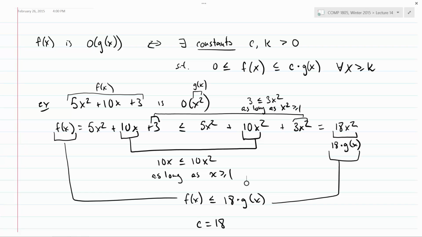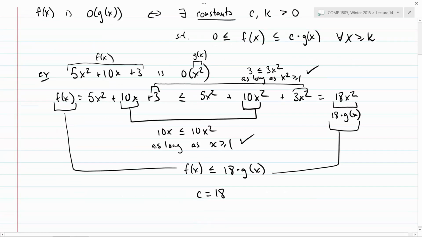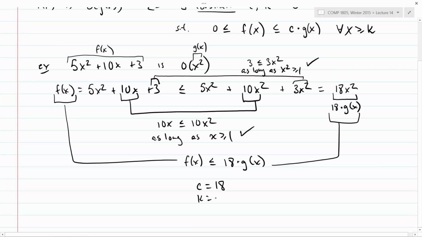So, if I had x is at least 1 here, then x squared is also at least 1. So as long as x is at least 1, this works and that works. And those were the only two restrictions I had, right? Those were the only two restrictions on the inequalities. So as long as x is at least 1, everything I did was valid. So that means my k is 1.